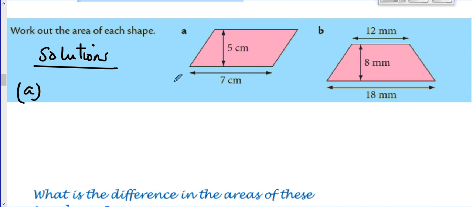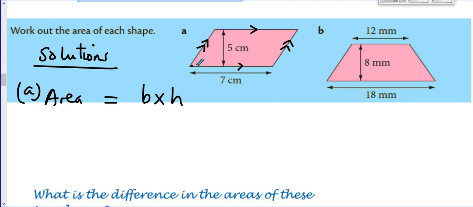This shape here is a parallelogram. Can you see that this side and this side can never meet? Can you also see that this side and this side over there, even if you extend further, cannot meet? Hence, a parallelogram. So the area of a parallelogram equals the base times height.